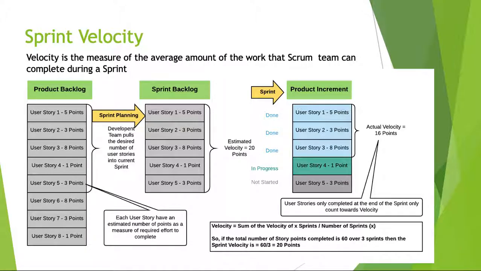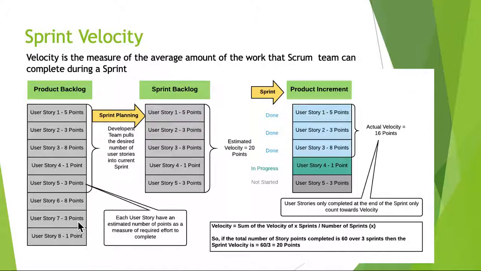Sprint velocity. Sprint velocity is the measure of the average amount of work that the Scrum team can complete during a sprint. Here is an example of calculating the sprint velocity. In this example, there are 8 user stories in the product backlog. Each user story has an estimated number of points as a measure of required effort to complete as shown in the diagram.